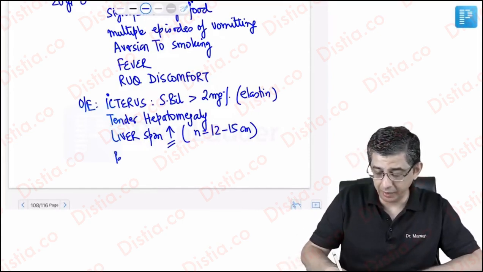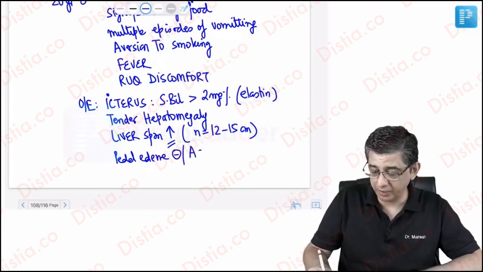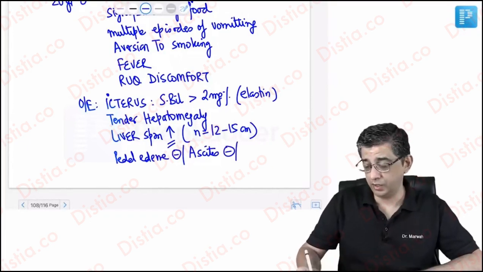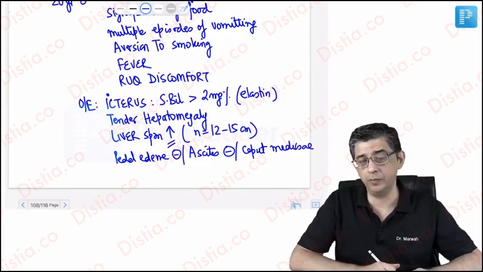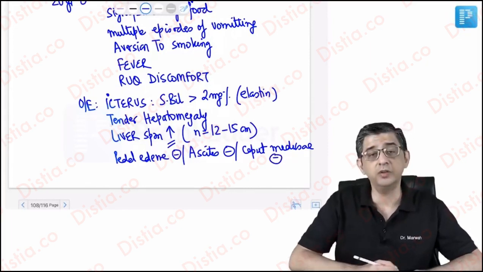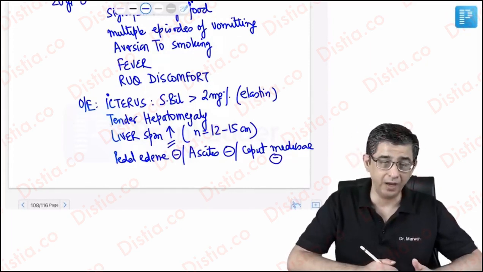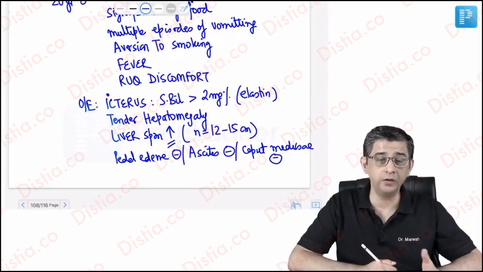I did check for pedal edema in this patient, which was not present. I also tried to look for findings of shifting dullness because I wanted to pick up free fluid in the abdomen. There was none. And then I also had a look around the umbilicus. There were no dilated superficial veins of the anterior abdominal wall, and I could not pick up any caput medusae. Why I was looking for this was that this guy has chronic liver disease, and now he has developed acute on chronic liver disease.